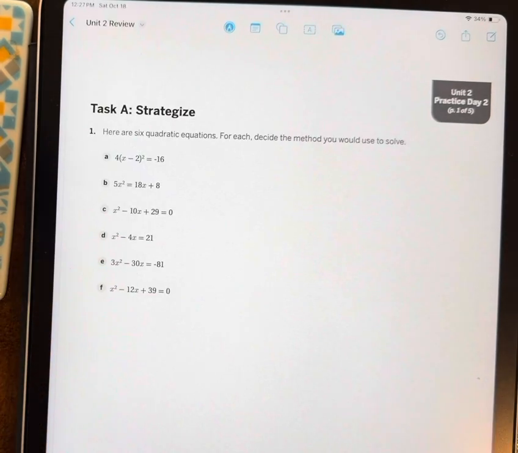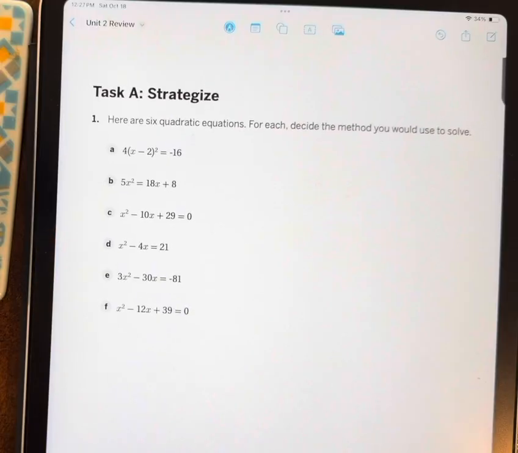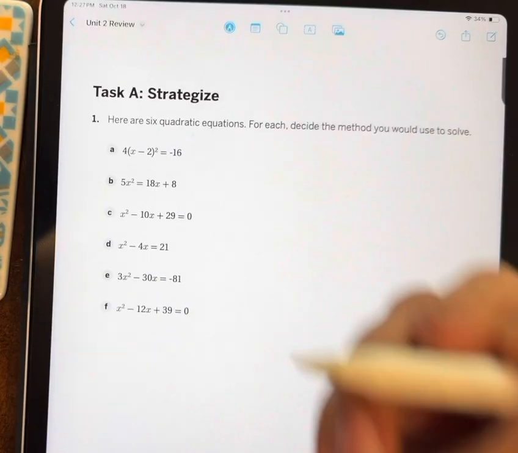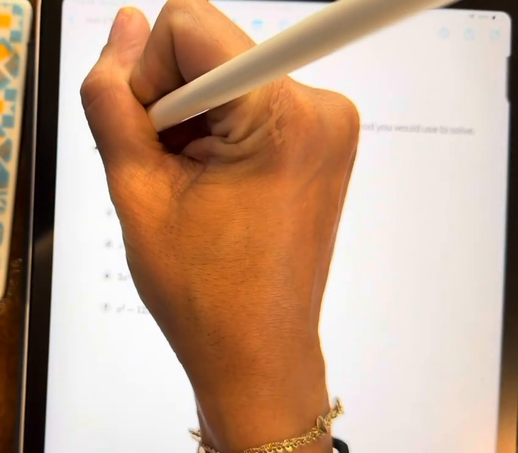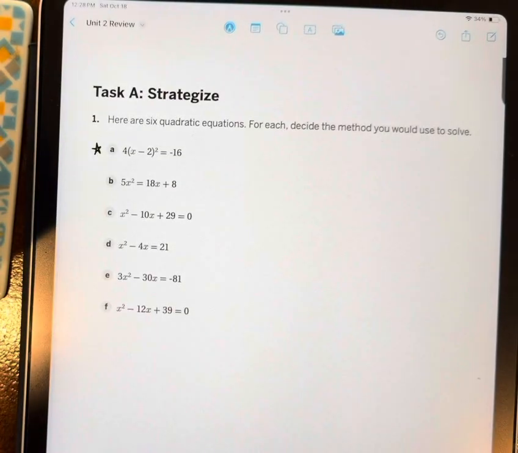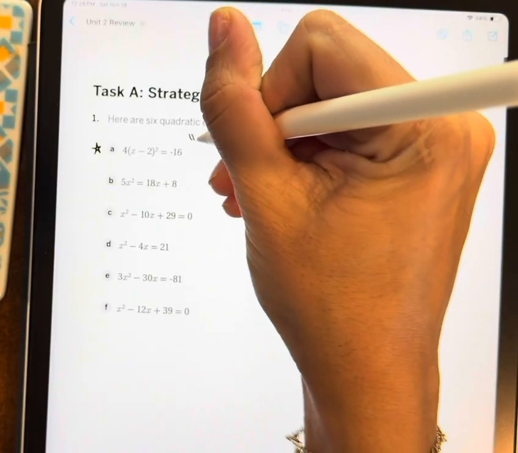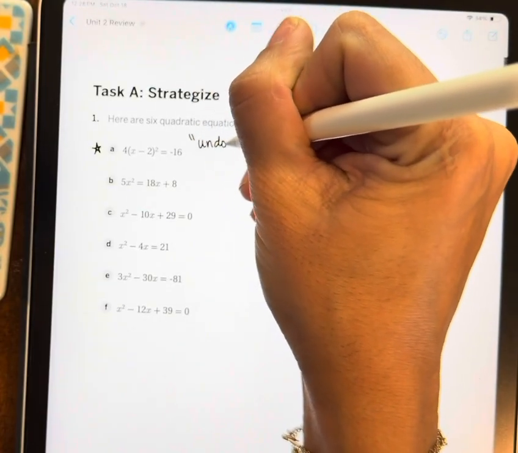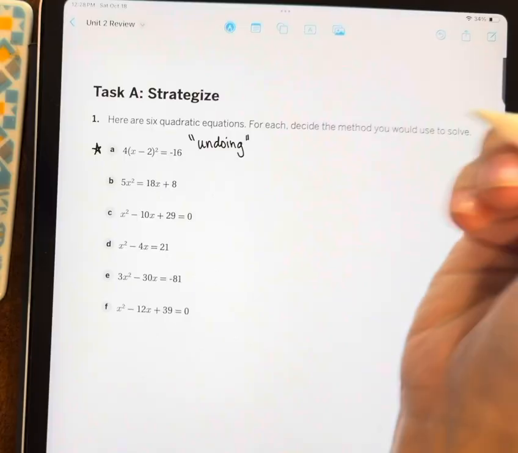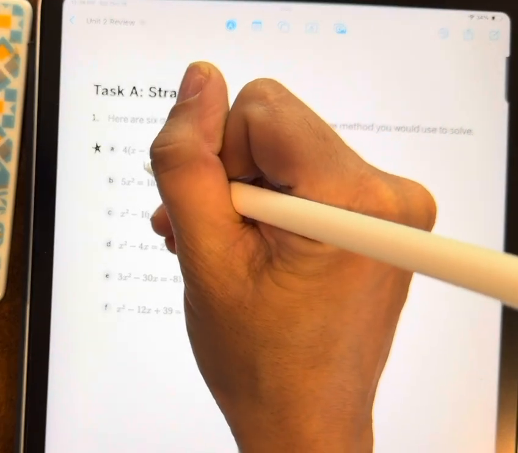Okay, let's work on the review, you guys. I'm in task A, and I'm going to do a few of these equations. So A is a unique one. This is the only equation that we would solve by what the book, or what this review calls undoing. And what they mean by that is just isolating x.